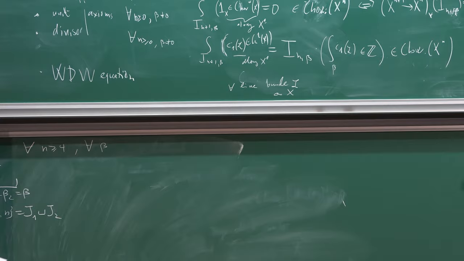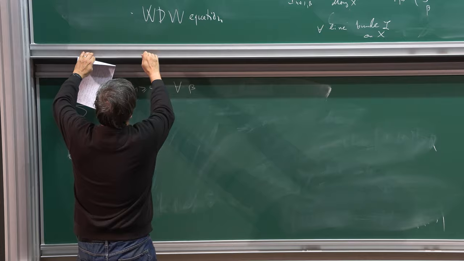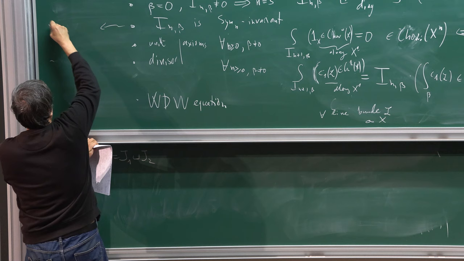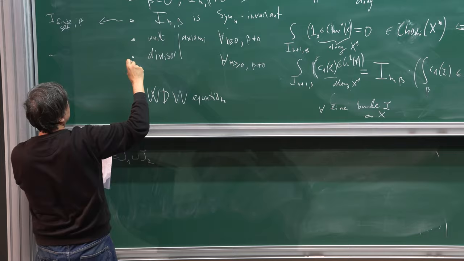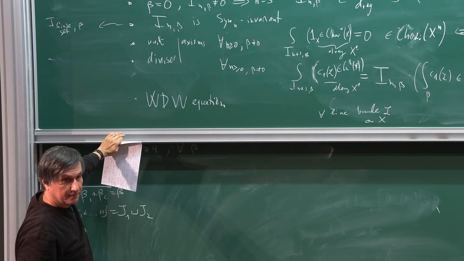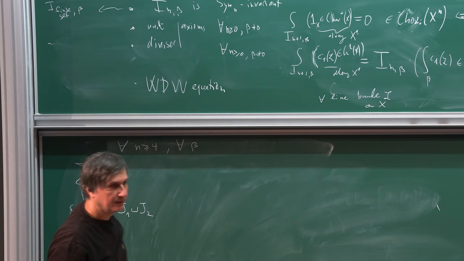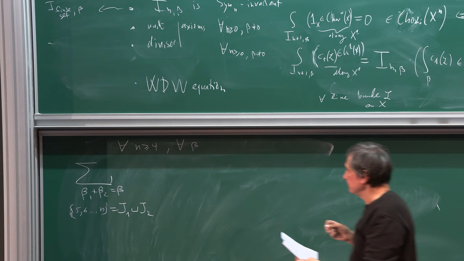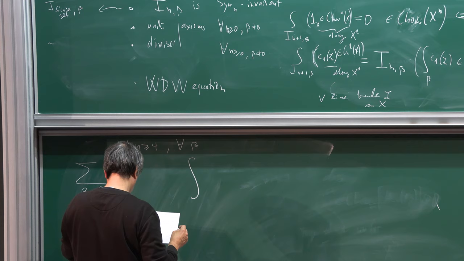Just before going on, I want to say that we have this notion of invariants. It means that we can replace index n by an arbitrary finite set. We just enumerate the set and apply this as an equivalent axiom. And what you do, you integrate over the following things.